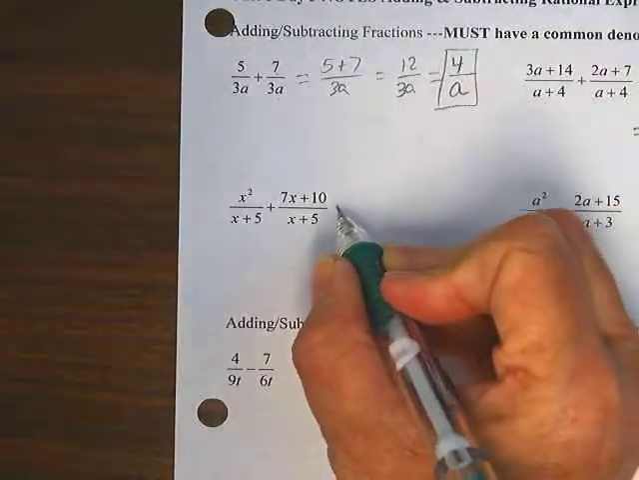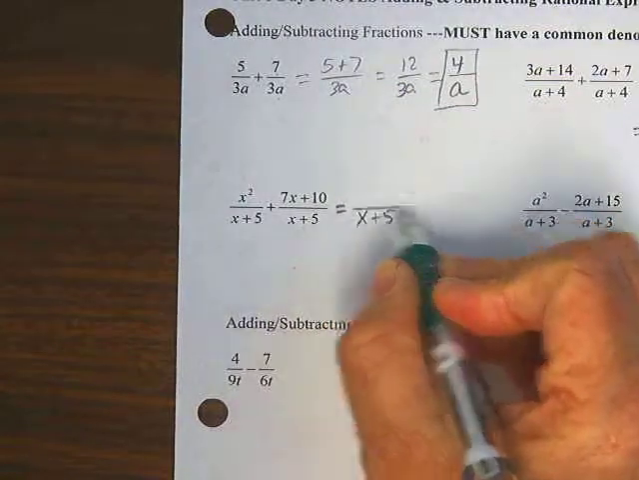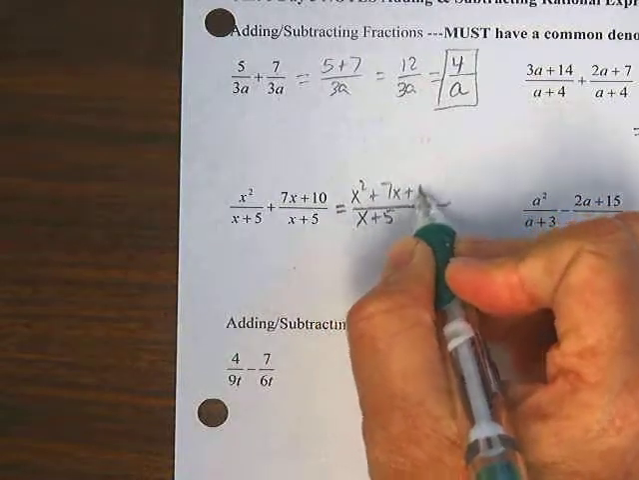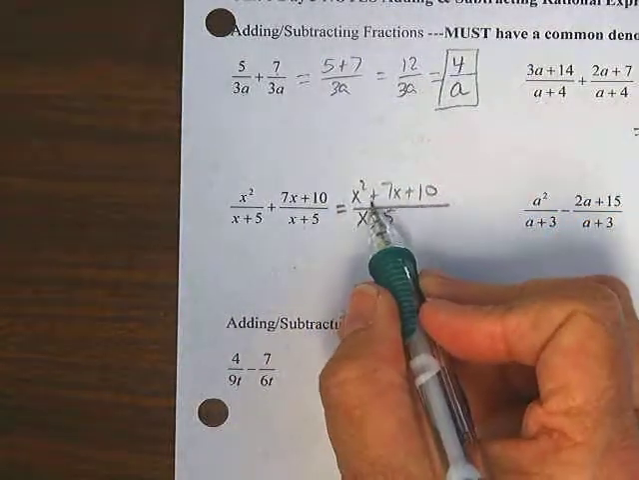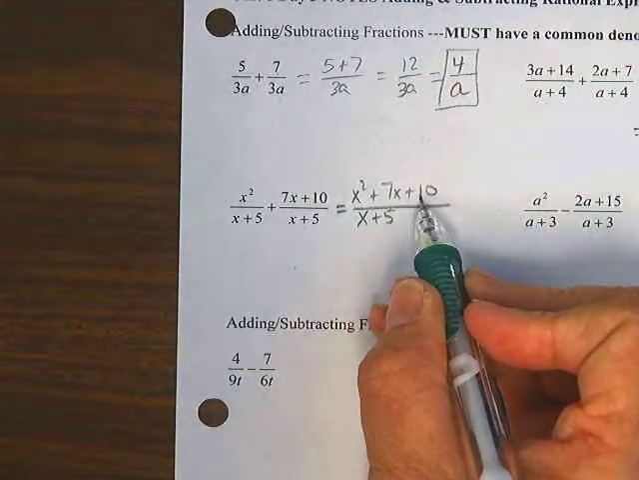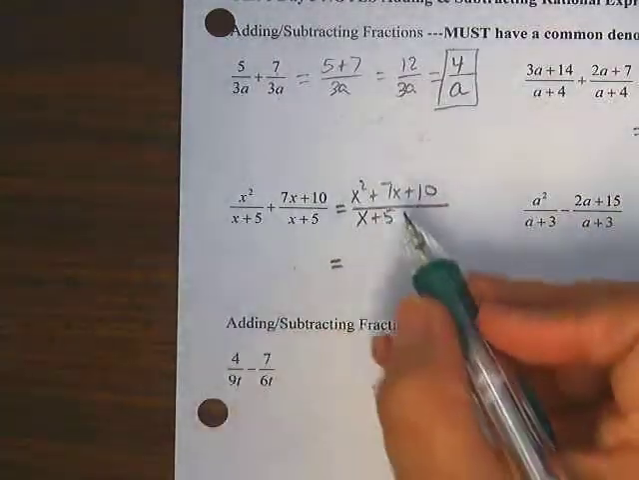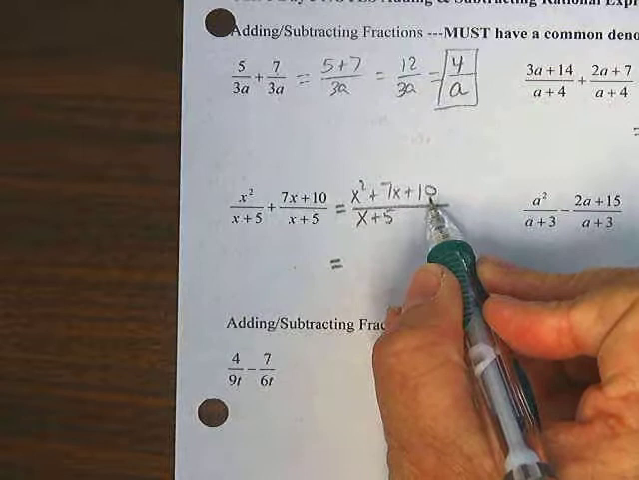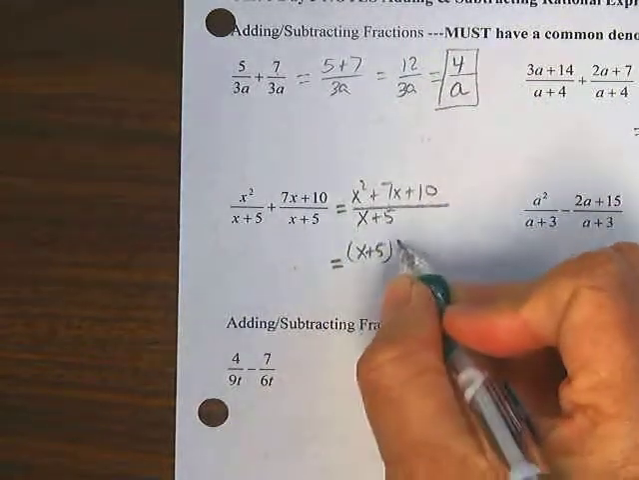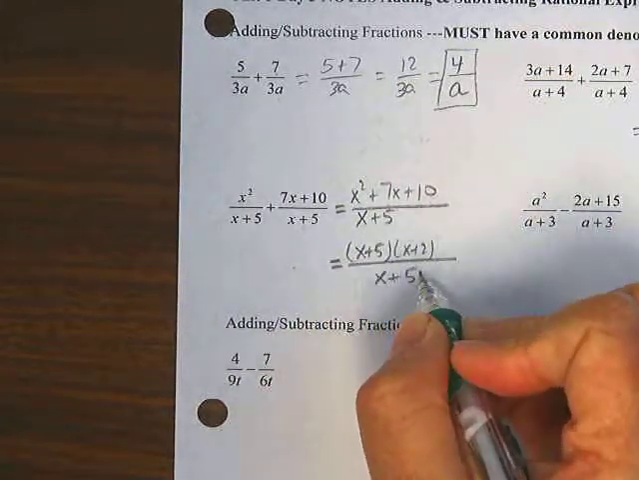Okay, coming over to this side, we do have the same denominator, so x plus 5. And when we add these together, we're going to have x squared plus 7x plus 10. Now, there's no like terms to add together, but this does appear to be factorable, so we want to go ahead and factor it to see if there's anything that we can cancel. So the factors that multiply to 10 but add to 7 are x plus 5 multiplied by x plus 2, and all of that is over x plus 5.